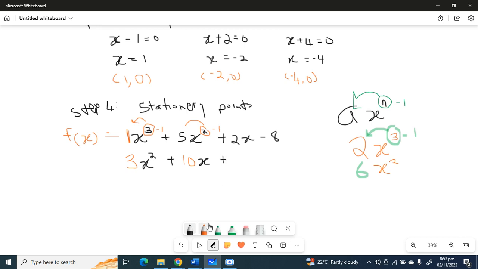plus 2x to the power 1. So you multiply the exponent 1 times 2, you get 2. Then you subtract 1 from the exponent, 1 minus 1, that is 0. So x to the power 0. Remember from the laws of indices, anything to the power 0 is 1. So you just leave it as 2 there. Then numbers that don't have any variables disappear. So this negative 8 has disappeared into thin air.